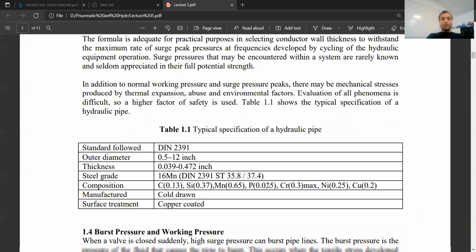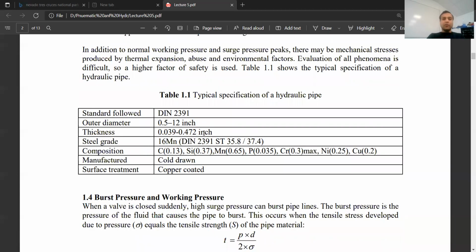Okay, so there are different standards we follow. These are the German standards, DIN 2391. The outer diameter and thickness are given, the steel grade is given, the composition, how we manufacture it, and surface treatment as well. So when we look at the hydraulic pipe, you need to have a look at these different standards. There are ASTM standards as well, American standards, and British standards as well.